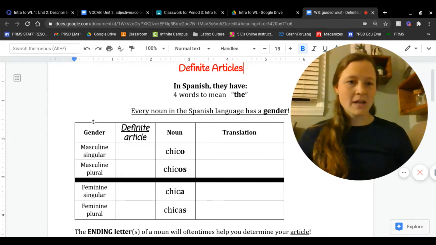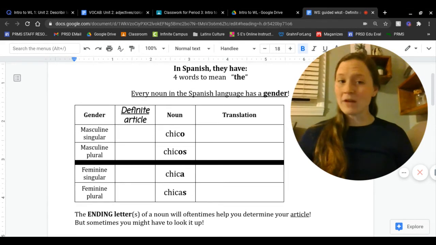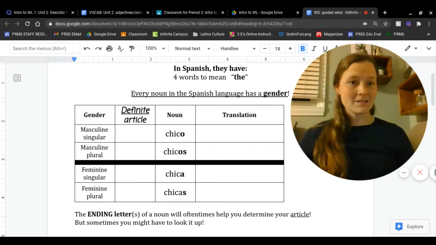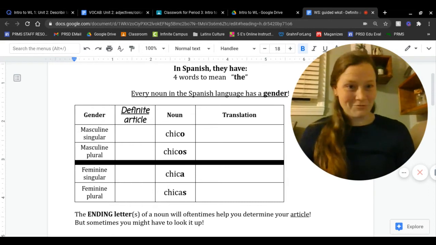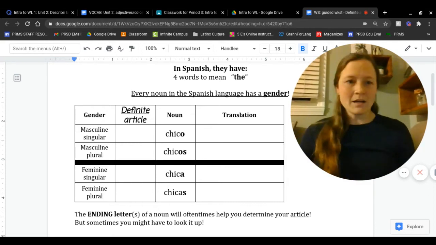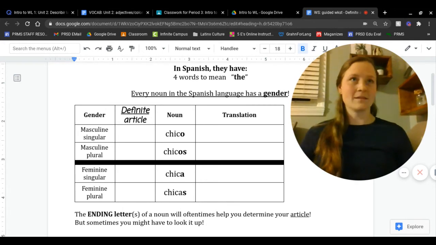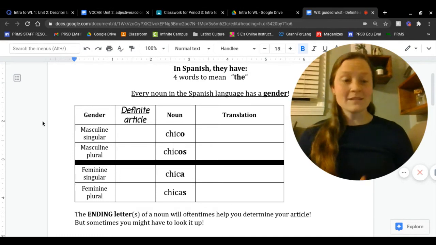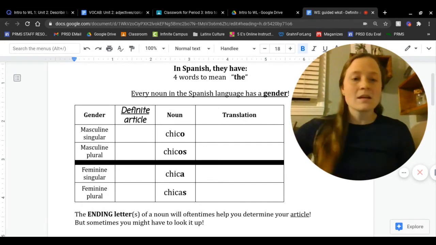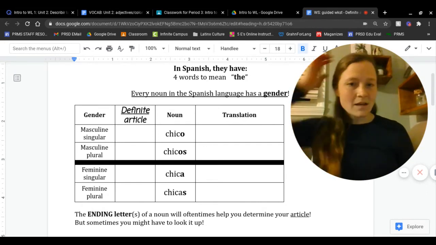Every single noun in Spanish has a gender, and that's something that we don't have in English. For example, the word for tree is just tree. It's not specifically a boy tree or a girl tree, it's just tree. The floor is the floor, and the sky is the sky. So that's different. So in Spanish, everything has a gender. I don't know why. Some things make sense, some things don't make sense.